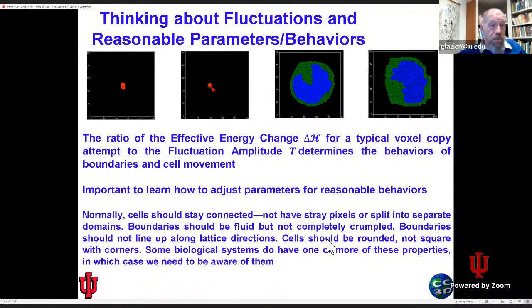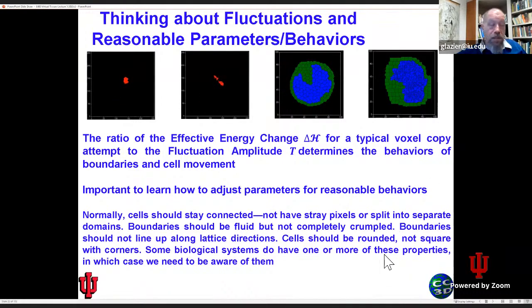And so there's some basic things that you should look for. Cells should stay more or less connected. Having an occasional pixel fall off is fine, but they shouldn't split in two, unless you're simulating blebbing, in which case it's a different problem. Domain boundaries should be fluid, but not crumpled. Cells should be more or less rounded, not squared off with corners.